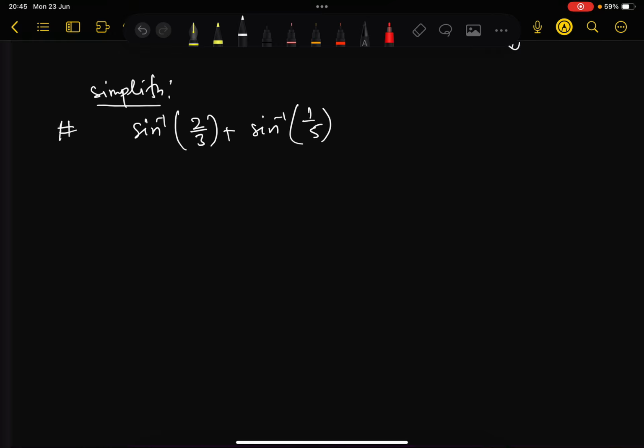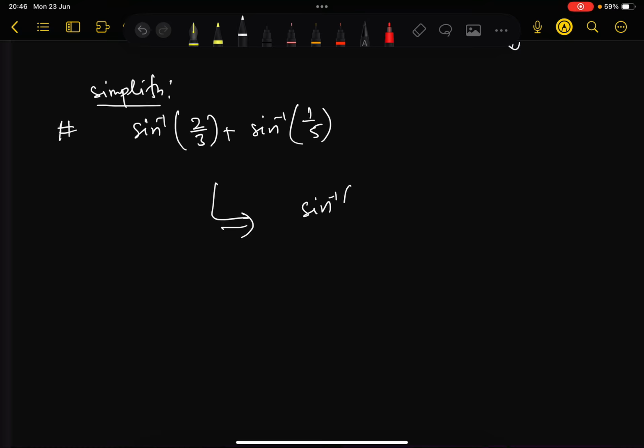Simplify this one. Simplify means there are two expressions, and we need to convert this expression into one expression. First of all, because there are two formulas for sine inverse x plus sine inverse y, we have to identify which formula we are going to use here. There was a condition, so I'm just writing all these formulas here.